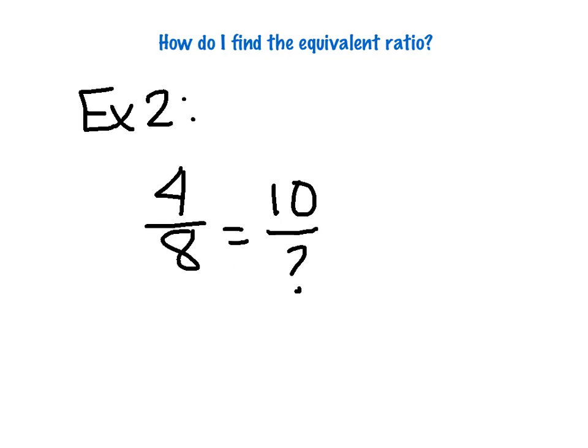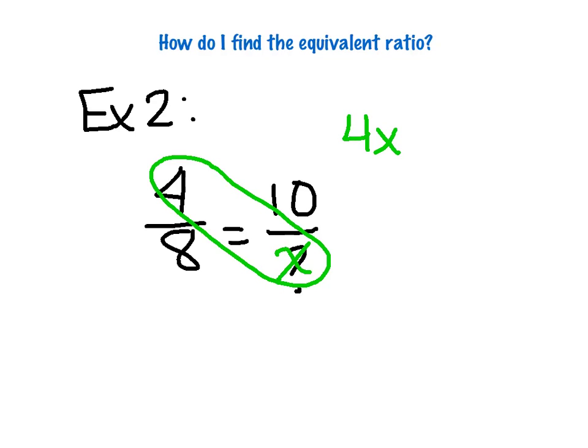All right, in this example, it's not as easy to see what number times 4 is equal to 10. So I might want to use another method called cross products. In this case, if I'm going to do that, I might want to give that question mark a variable. So now I'm going to take cross products, meaning I'm going to multiply across. So I take 4 times x, which is 4x, and I would take 8 times 10, which is equal to 80.